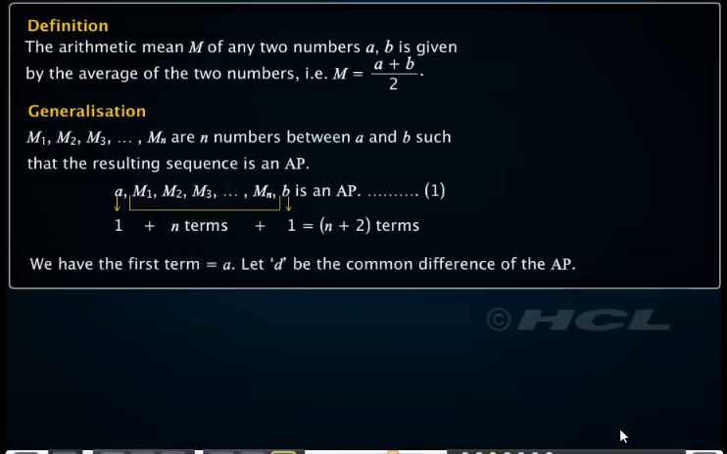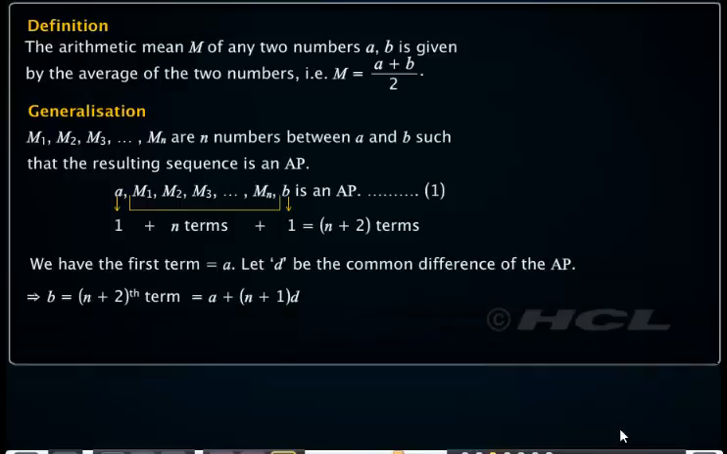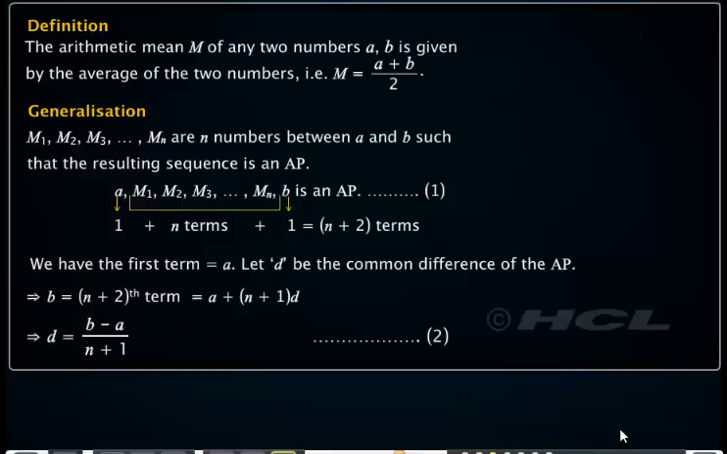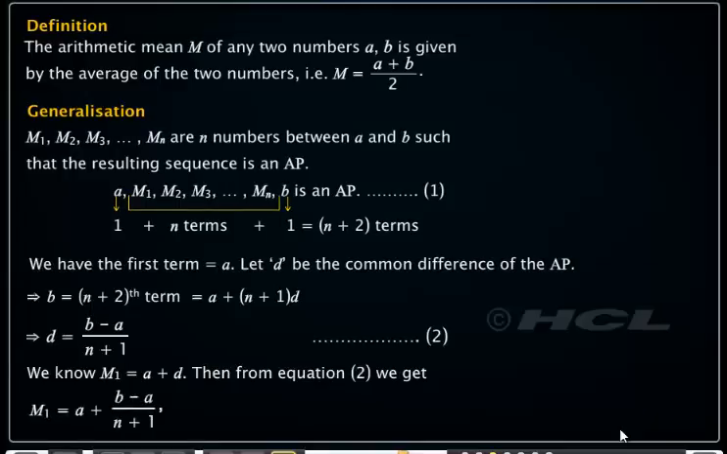Now we have A as the first term. Let D be the common difference of the AP. Then term B is equal to A plus (n plus 1) times D. As a result, D is given by equation 2. We know that M1 is equal to A plus D. From equation 2, we get the value of M1 with respect to A, B and n.